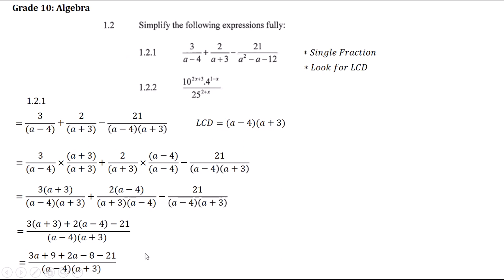Then the next step that follows: 3a plus 2a is 5a. 9 minus 8 is positive 1. Positive 1 minus 21 is minus 20. This is what we have. Then from here, you take out the common factor, which is 5. 5 is the only number that divides this and this. After taking out the common factor, this is what you have. Then a minus 4 and a minus 4 will cancel out. Then you'll be left with this.